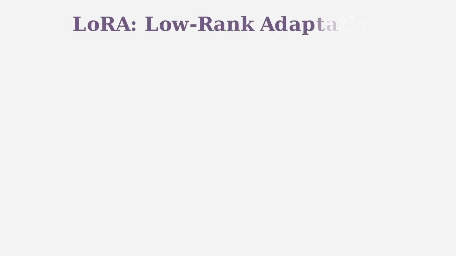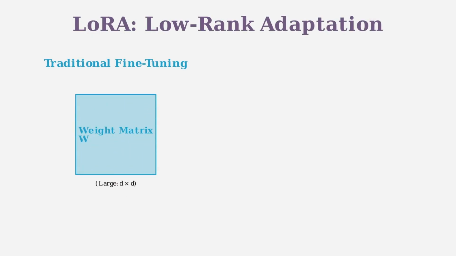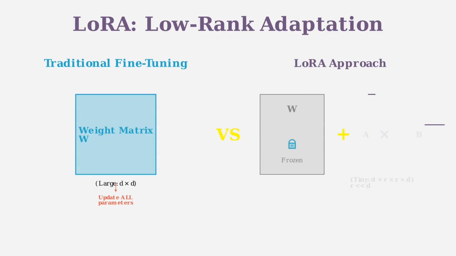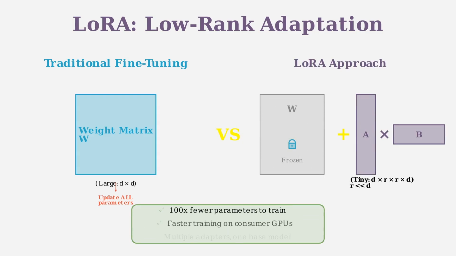LoRA, or low-rank adaptation, is a revolutionary technique for parameter-efficient fine-tuning. Instead of updating billions of parameters, LoRA adds small adapter matrices to each layer. These adapters have far fewer parameters, sometimes just 0.1% of the original model. The brilliant insight is that the changes needed for fine-tuning have low rank, meaning they can be expressed compactly. LoRA enables fine-tuning on consumer hardware and makes it possible to have multiple specialized versions without storing complete copies.